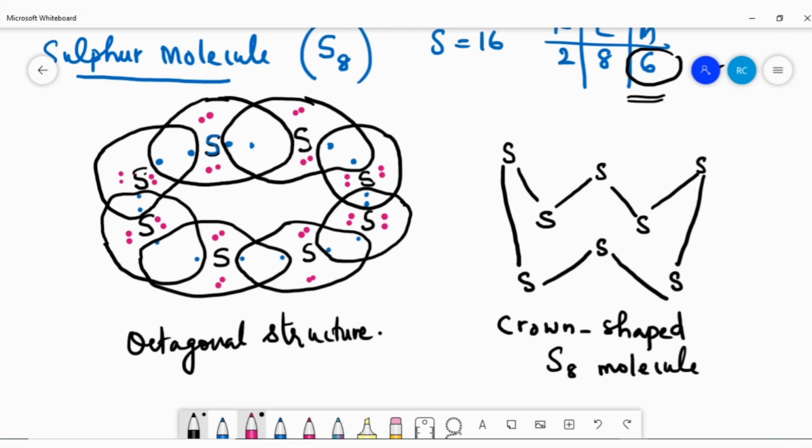Sulfur has 6 electrons in the valence shell. It requires only 2 more electrons to complete the octet. So each sulfur atom shares 2 of its valence electrons with the next sulfur atom, forming an 8-membered ring as shown here.